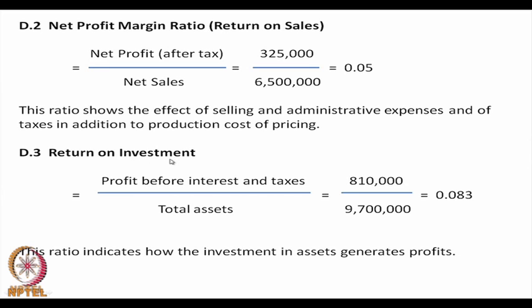Return on investment, also known as ROI. This is profit before interest and tax by total assets. Total asset is 9,700,000, PBIT is 810. Return on investment is in our case 8.3%.